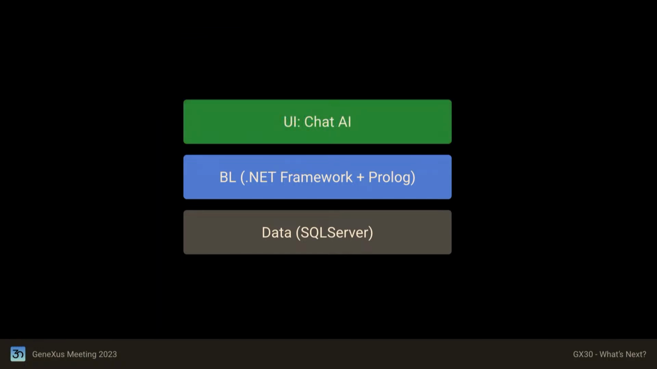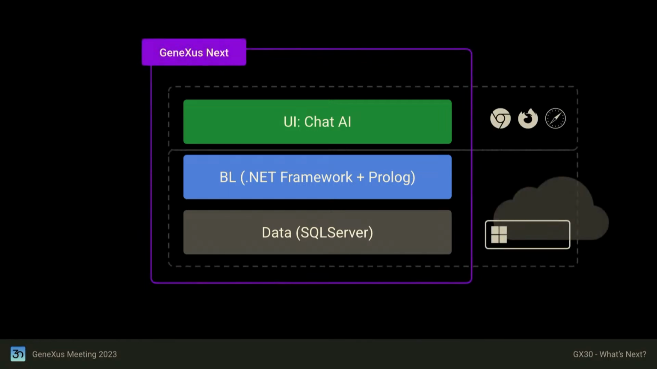And we changed the user layer, transited to a chat. With natural language, you could ask them to give you a system to do something, and that system, that is called GeneXus Next, would do it for you. So that UI layer also could run in the browser.